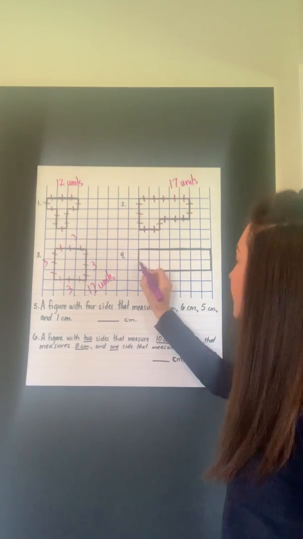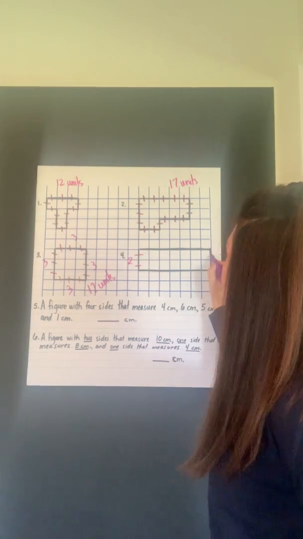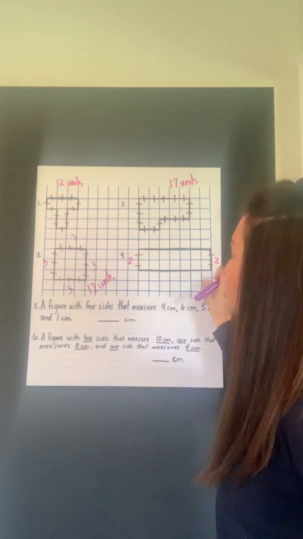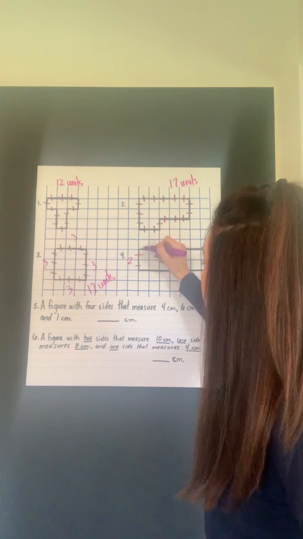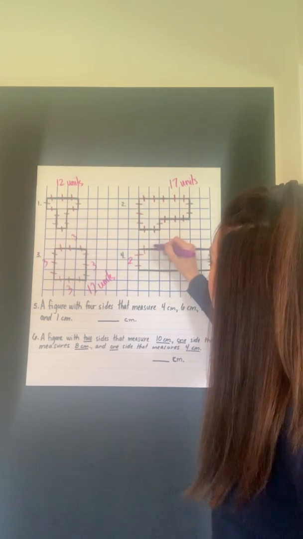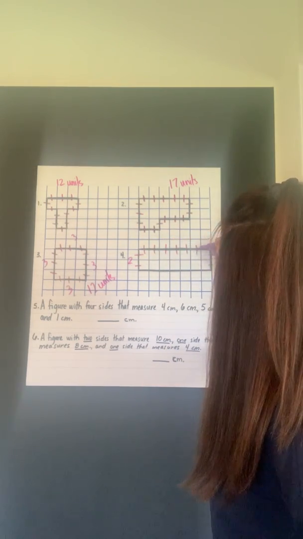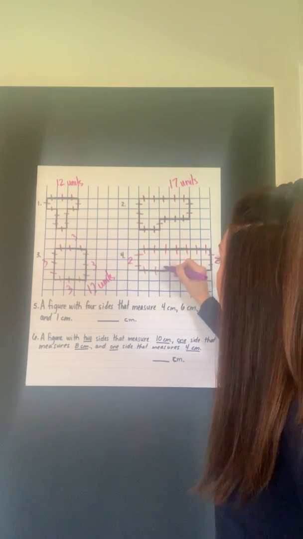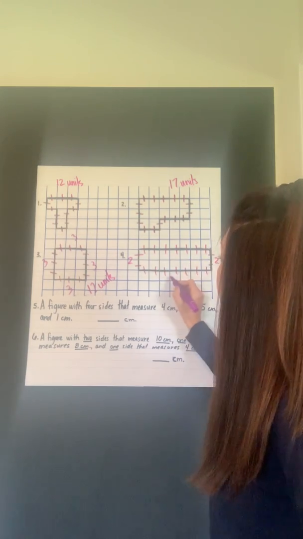Number 4, we have a rectangle. 1, 2. This side should be the same. 1, 2. So we have 2 doubled, which is 4. Let's look and see how long it is. 1, 2, 3, 4, 5, 6, 7. 1, 2, 3, 4, 5, 6, 7.